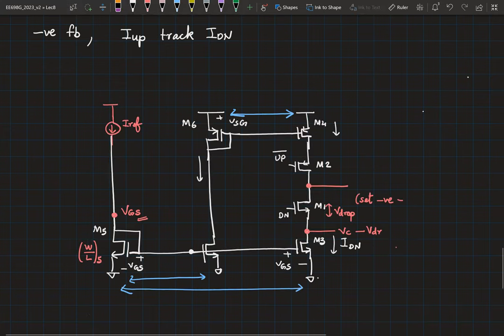So that's it. So I do this, and then if I can ensure that I up dash is equal to I down dash, and that will happen when this node is set to VC. And if this node is set to VC, it will mean that I up is equal to I down. Okay, any questions on this?